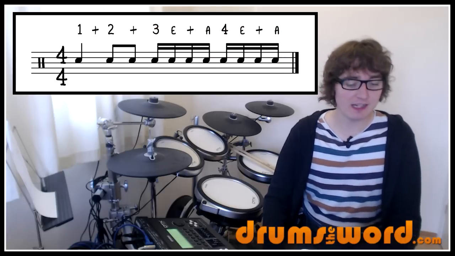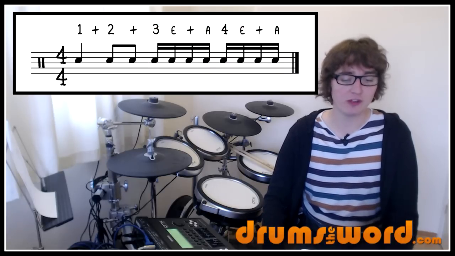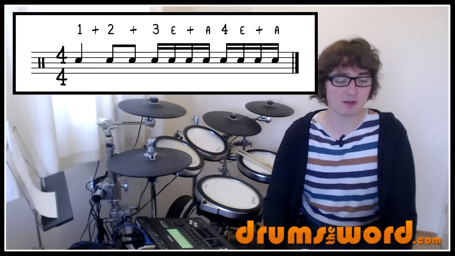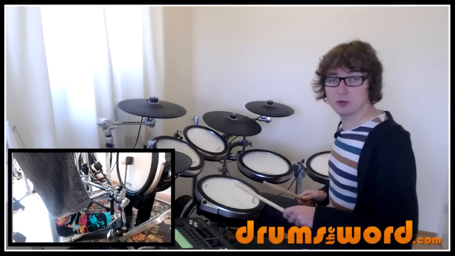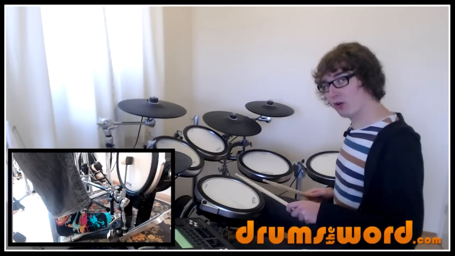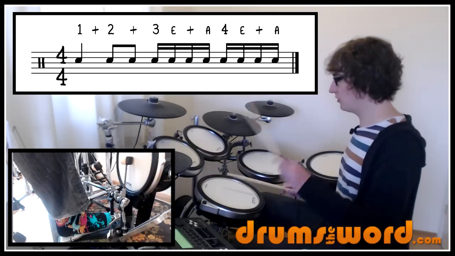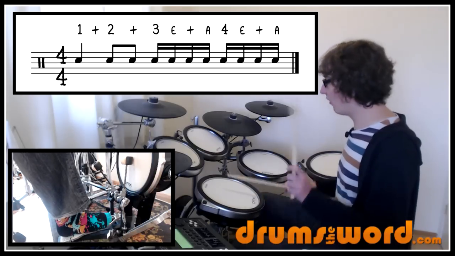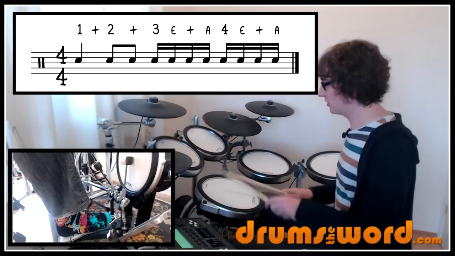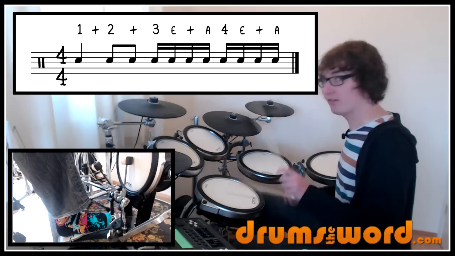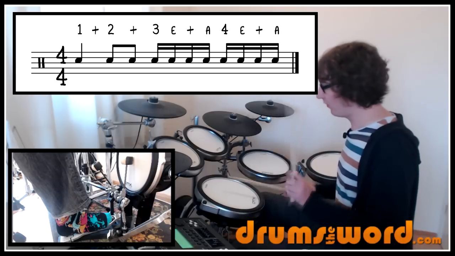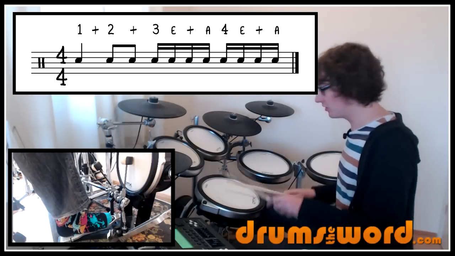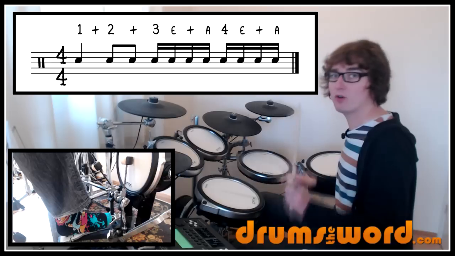Hopefully you can now clearly see where each beat of the bar falls, thanks to grouping notes together with their tails. Here's what the bar sounds like played and counted out loud. 1 and 2 and 3 and 4 and 1 and 2 and 3 E and 4 E and 1 and 2 and 3 E and 4 E and 1 and 2 and 3 E and 4 E and 1.